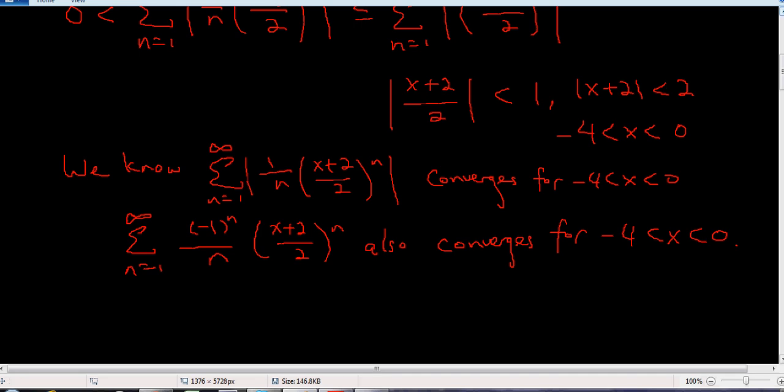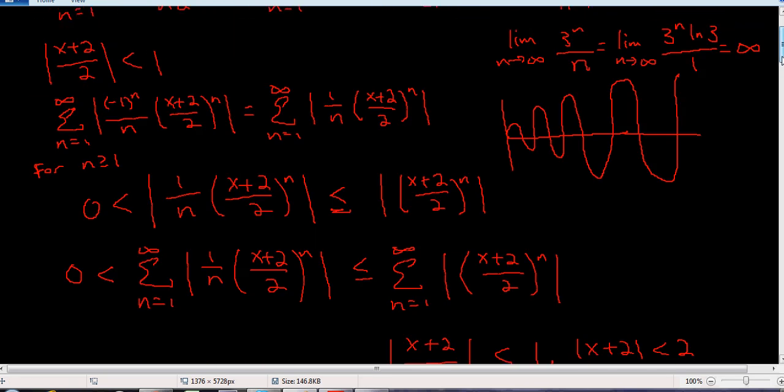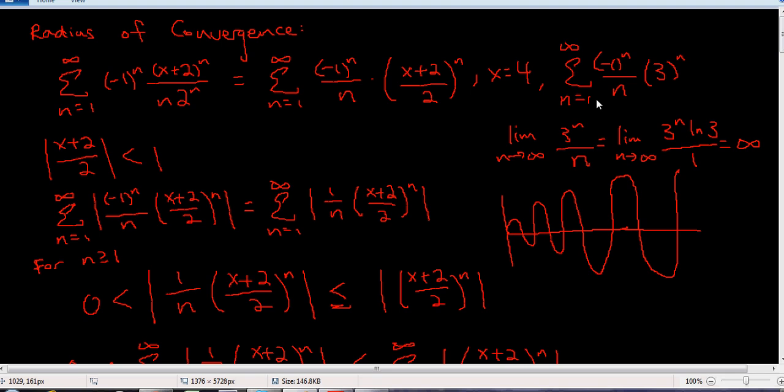So what does this tell us about outside this interval? Well, if we go back up to what we had originally, we know that if the absolute value of this is not less than 1, then it diverges. If it's bigger than 1, then it diverges. For example, I plugged in 4 the first time, it diverges. If I plug in 6, it'll diverge. So basically, if I'm outside of the interval, then I know for sure my series diverges.